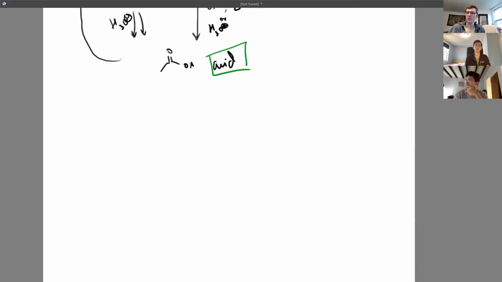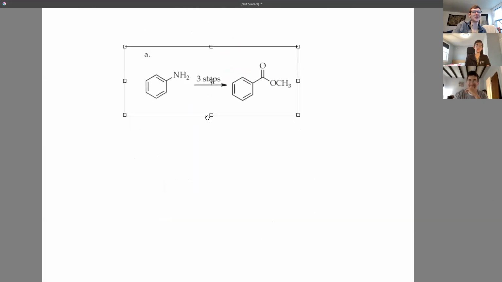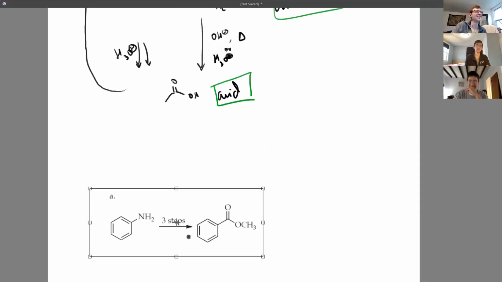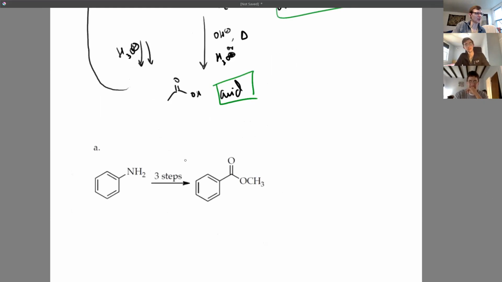So let me pull a problem up. I know you guys said you were disappointed by the lack of synthesis problems on the quiz, so here we go. So here's a synthesis problem. It can be done in 3 steps, and it should be done in 3 steps.